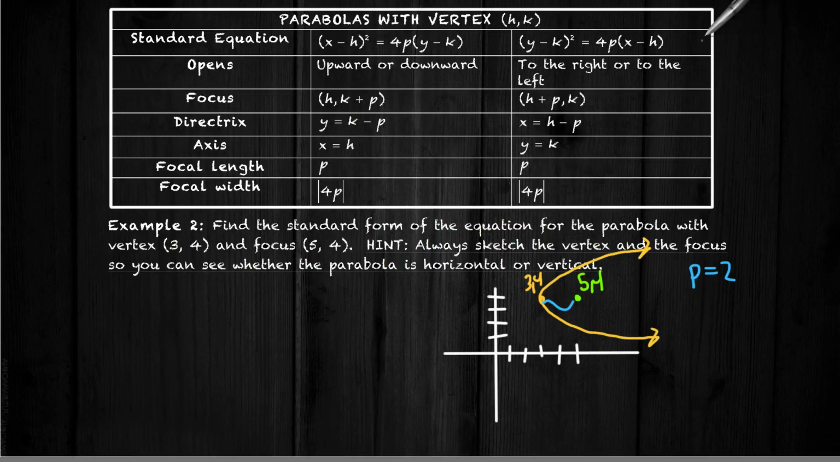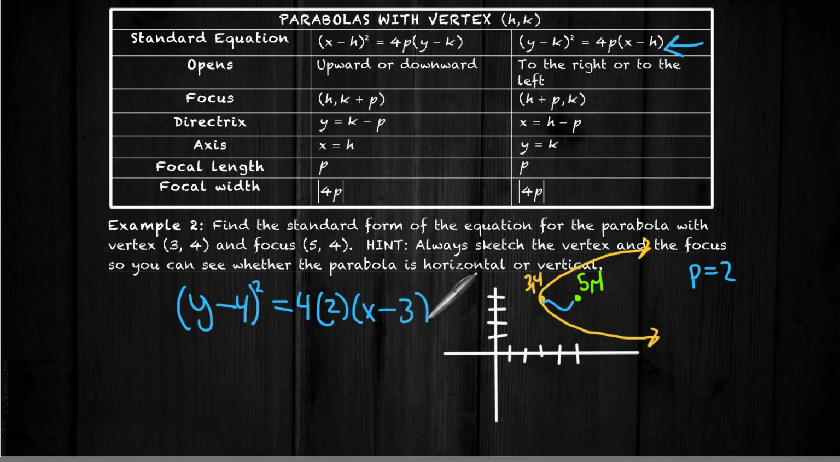So we know that this is a parabola opening to the right. So that means we need to use this equation right here. So it's going to be y minus the y coordinate of the vertex, which is 4, squared equals 4 times p. p we've already established as 2. And then x minus h. h is the x coordinate of the vertex. That's 3. So your final answer here would be (y − 4)² = 8(x − 3).